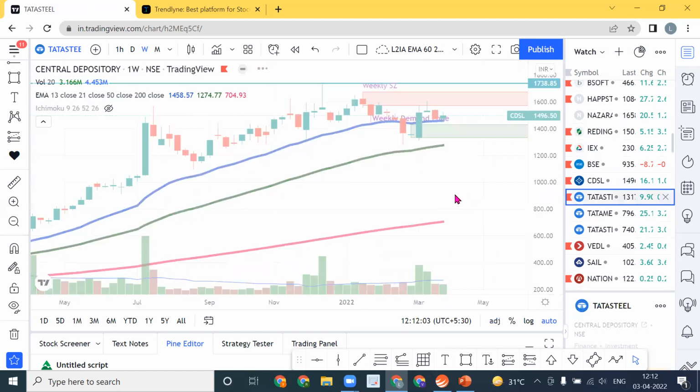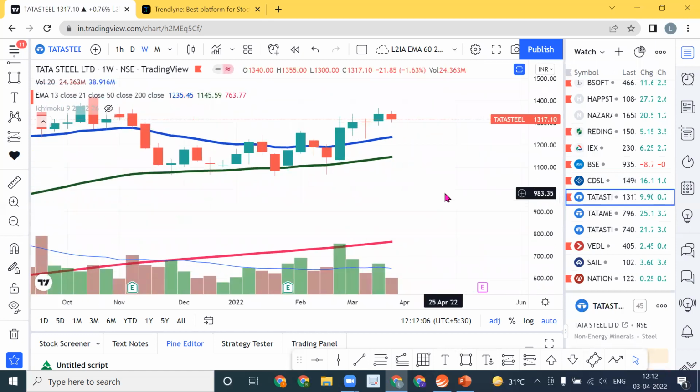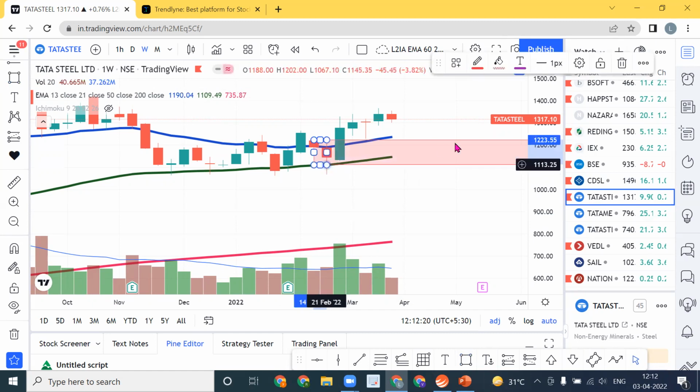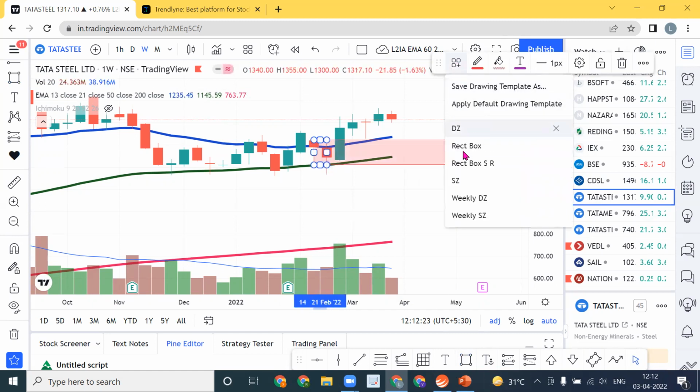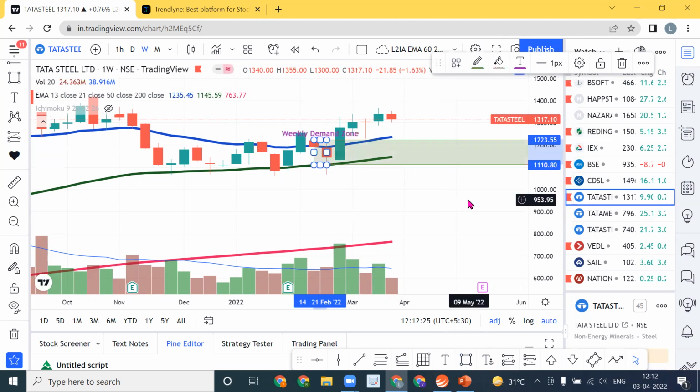Tata Steel. I'm giving you examples so that now I expect when I'm drawing, you will be able to see it yourself. You can see a rally happening, then two base candles, and once again a rally happening. I'm on the weekly chart.